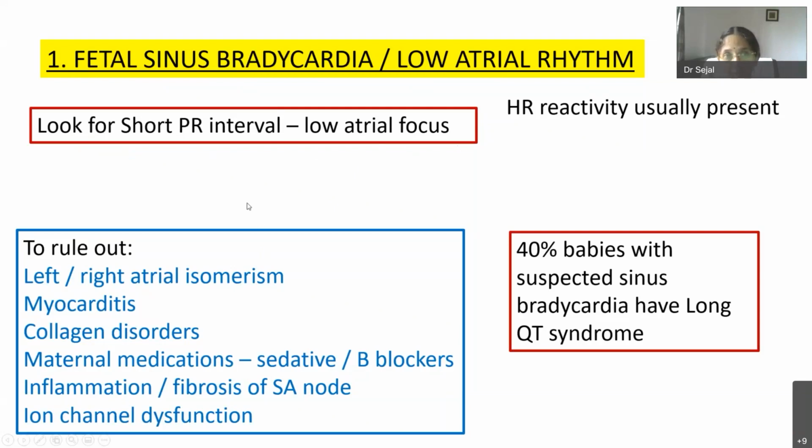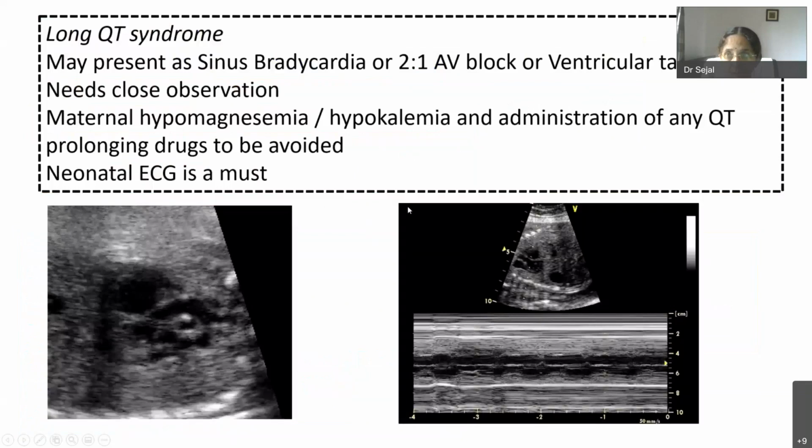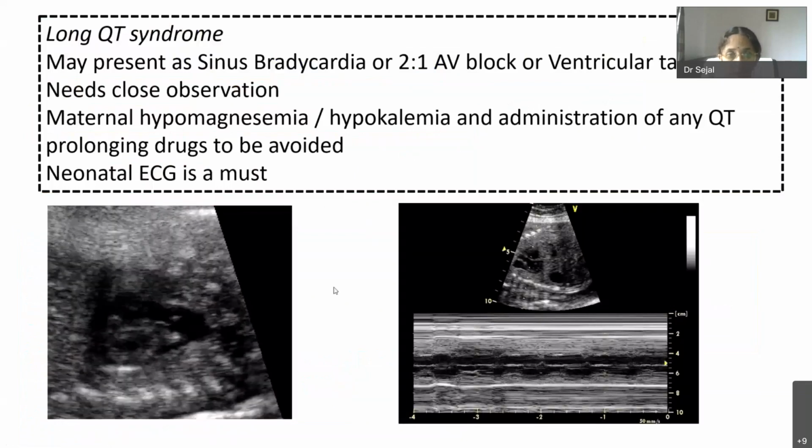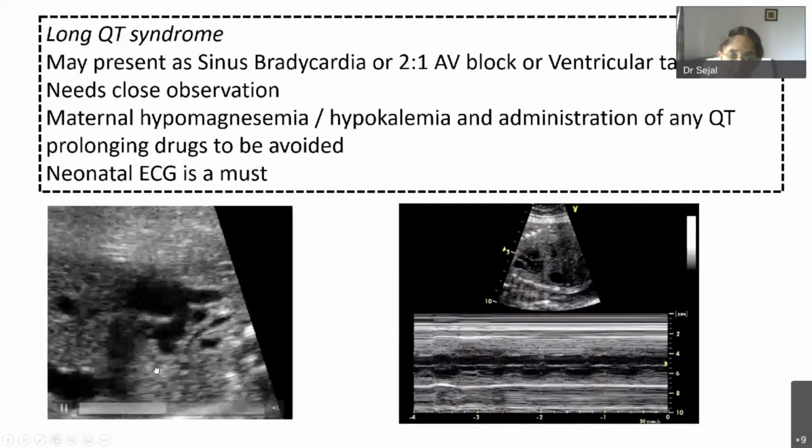Now, whenever you have these rates of 100 to 110, 40% of these babies finally turn out to have sinus brady with long QT after birth. Long QT is a situation we cannot diagnose for sure during pregnancy. So there are situations where you have to be a little more alert in suspecting a long QT. Sinus brady will look like this on 2D.